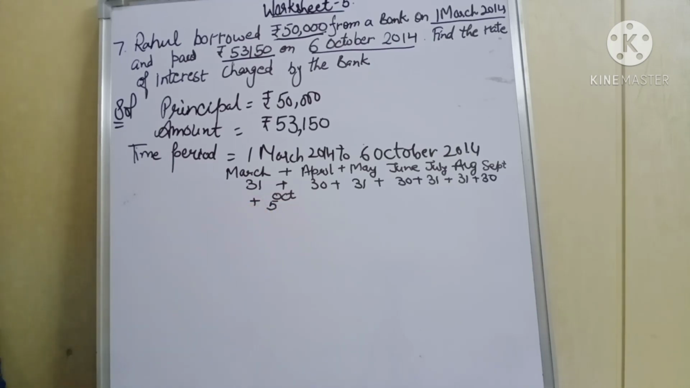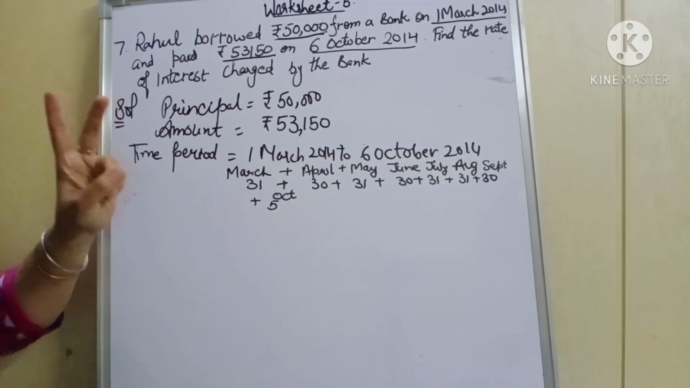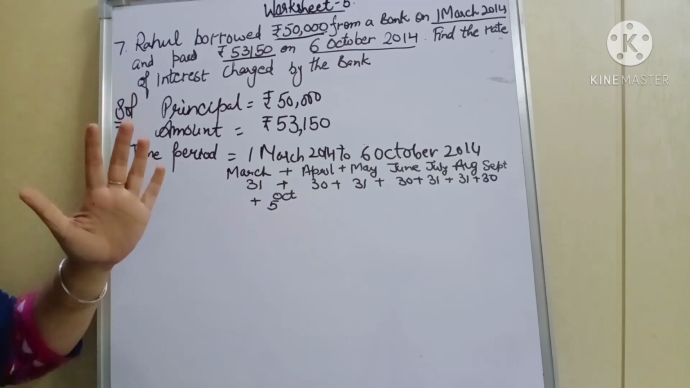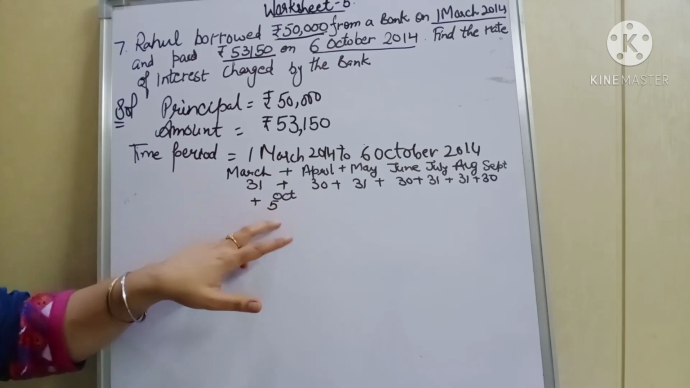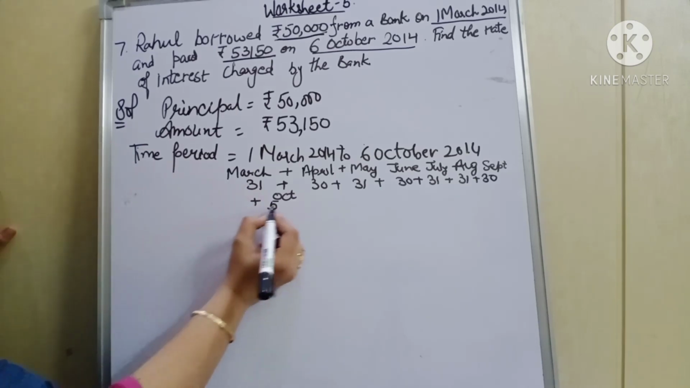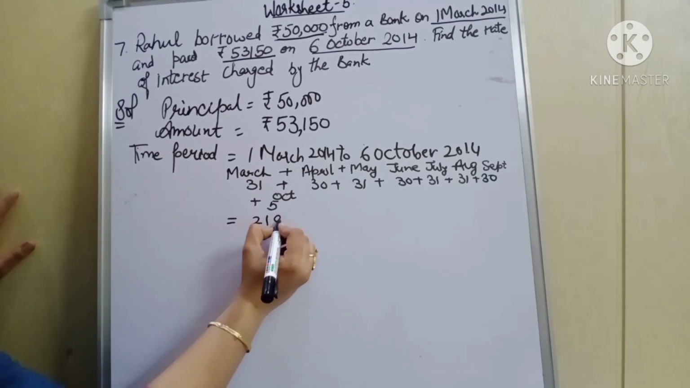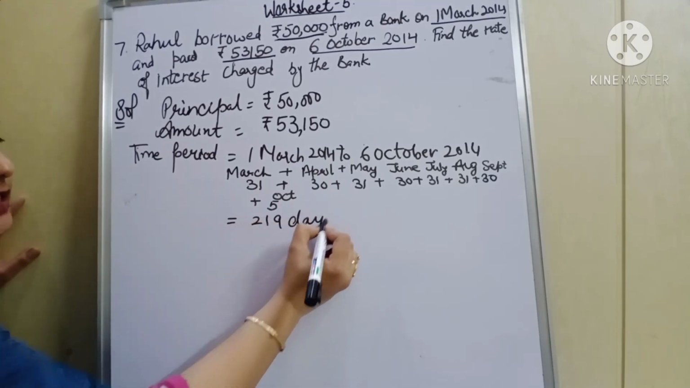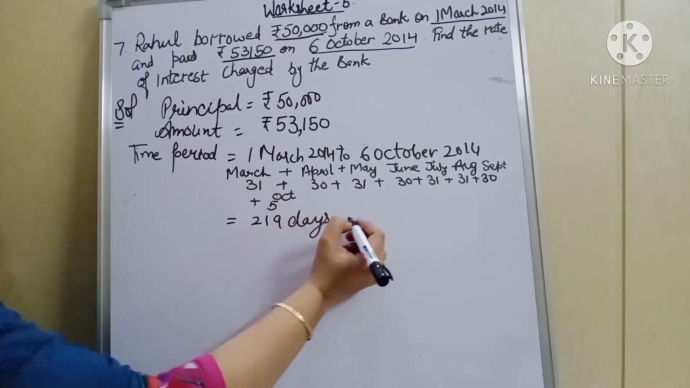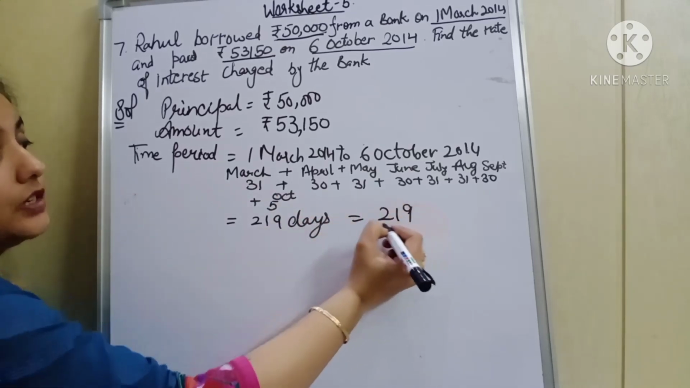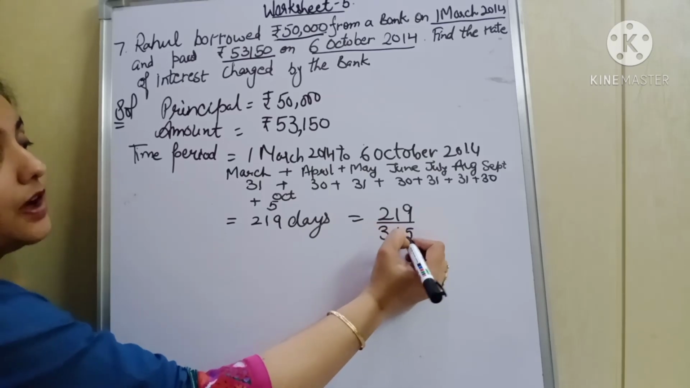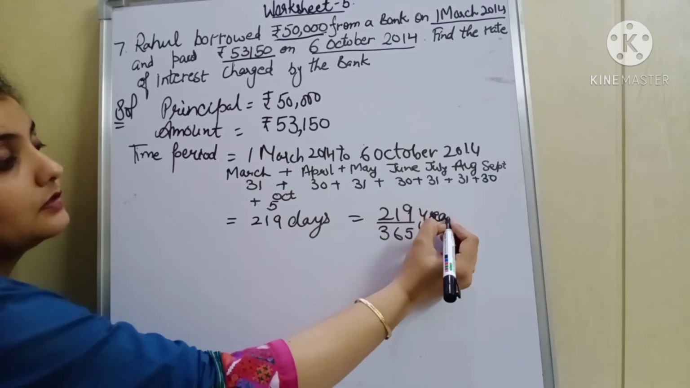Why so? Because on the 6th he cleared the account, so for the 6th he has no charge. 1st October, 2nd October, 3rd October, 4th October, 5th October. Till 5th October he has to pay the interest. Now when we add up all these days, we get 219 days. Now we convert these days into years by dividing by 365.